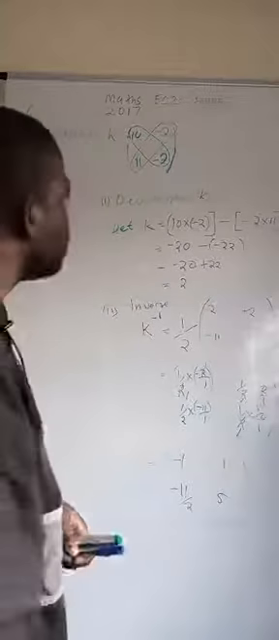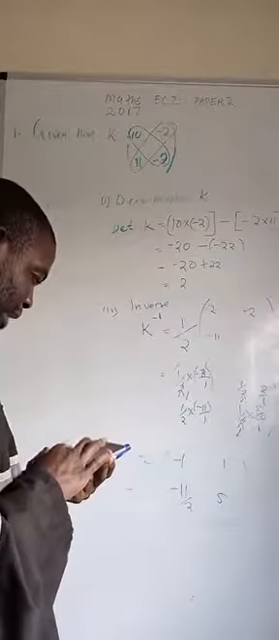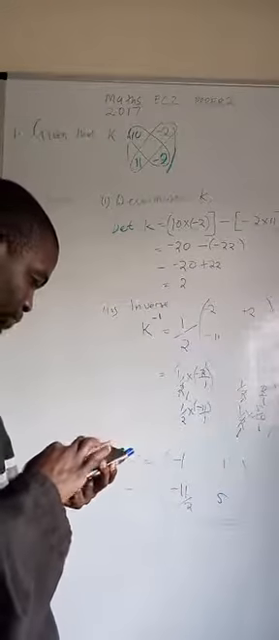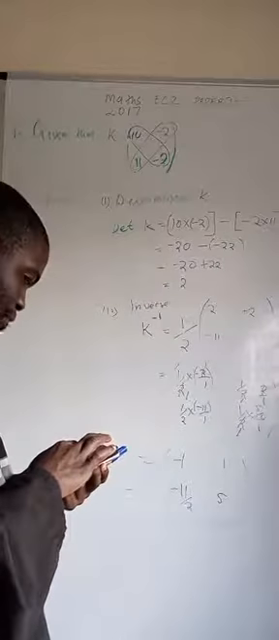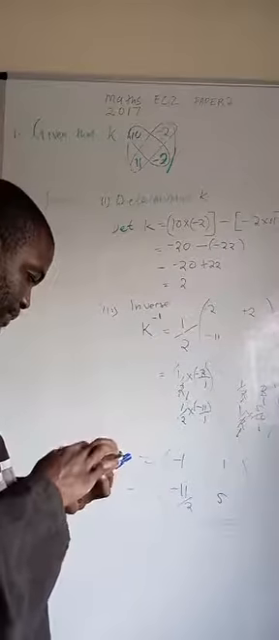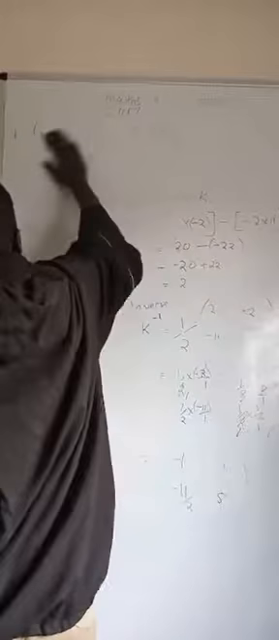Let's go on to question 2. What is question 2 saying in the past paper? Let's go to the past paper again. We solve question 2. We are looking at the determinant. This was question 1, A and B. Now we are going to part B.